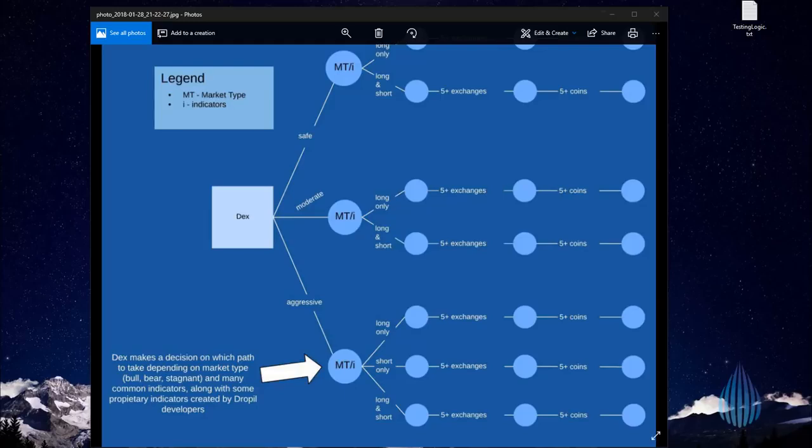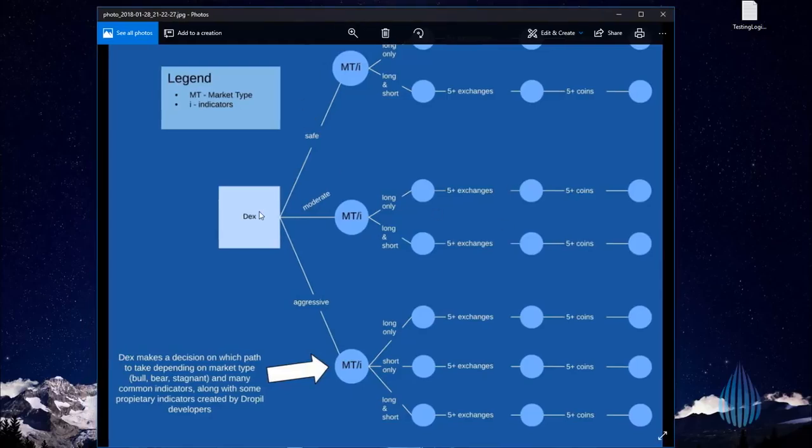I'm going to show you this little graph we have right here that basically shows the basic functions of Dex. Dex makes decisions based on the mode you select for your portfolio, which is safe, moderate, or aggressive. Based on the mode, it will look at the market type, whether it's bull, bear, or stagnant, and with other common indicators, decide whether it should long only, long and short, or just short only. As you can see here, the market type indicators, let's say it longs only, and that's on 5 different exchanges and 5 different coins.